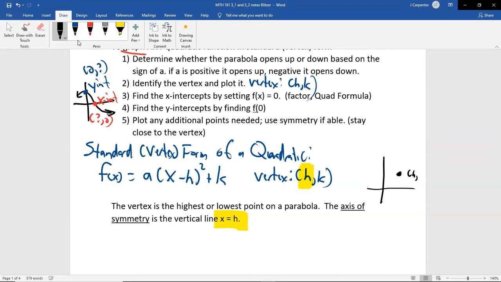Imagine you've got your vertex right here. Here's your h, comma k. And then you draw your parabola, with some more accurate points. Your axis of symmetry, we tend to draw as a dotted vertical line that splits this in half. AOS for axis of symmetry.